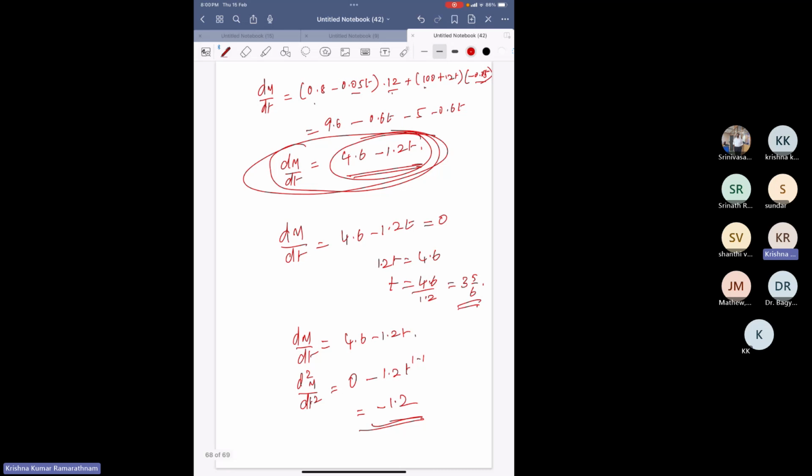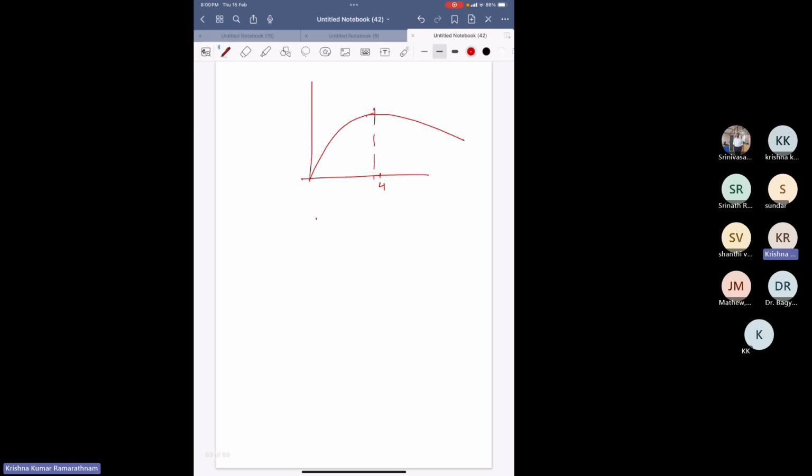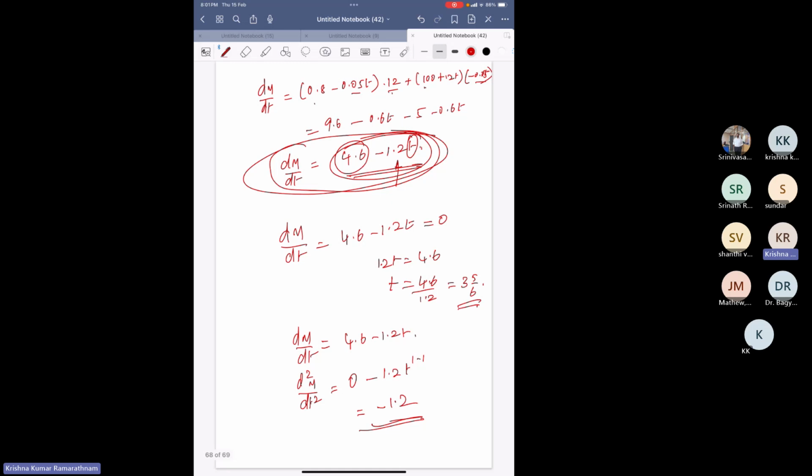So this equation has 3 terms: one is 1.2, the other is t, and the other is a constant. On the left hand side, let us say y is equal to some number into x. In this case, that number is t. Please note I'm using t and x interchangeably.